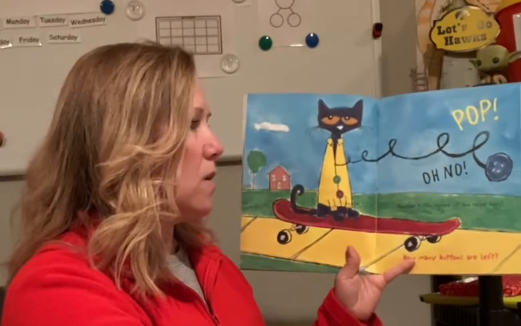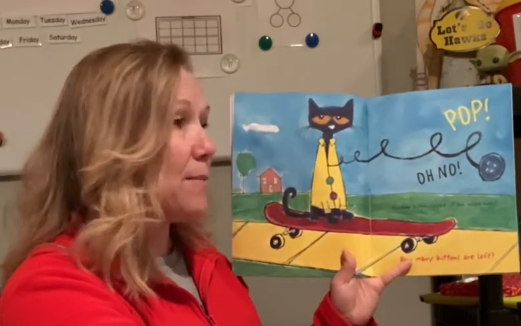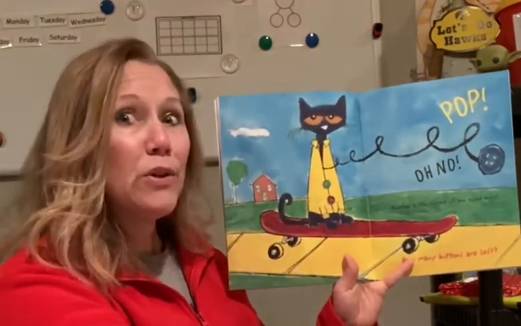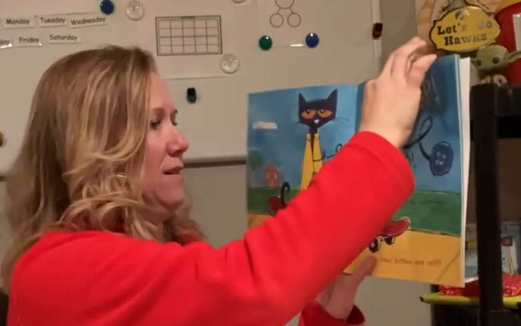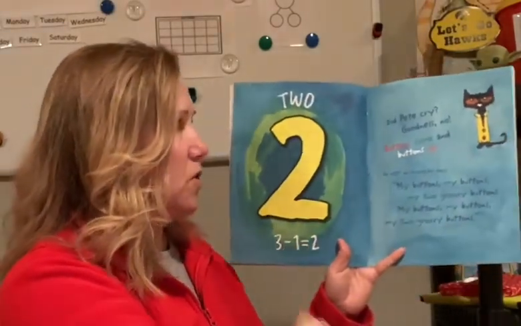Pop! Oh no, another button popped off and rolled away. How many buttons are left on Pete's shirt? Let's count them. 1, 2. 2, so 3 minus 1 equals 2.